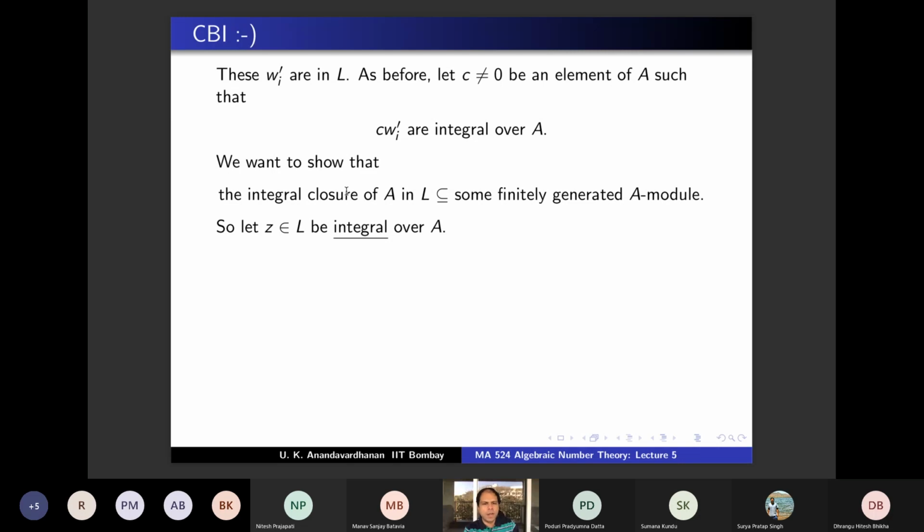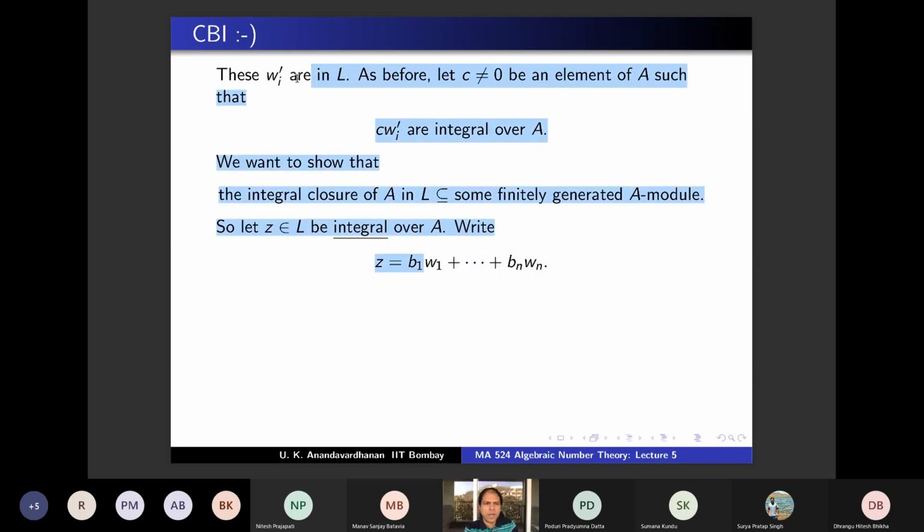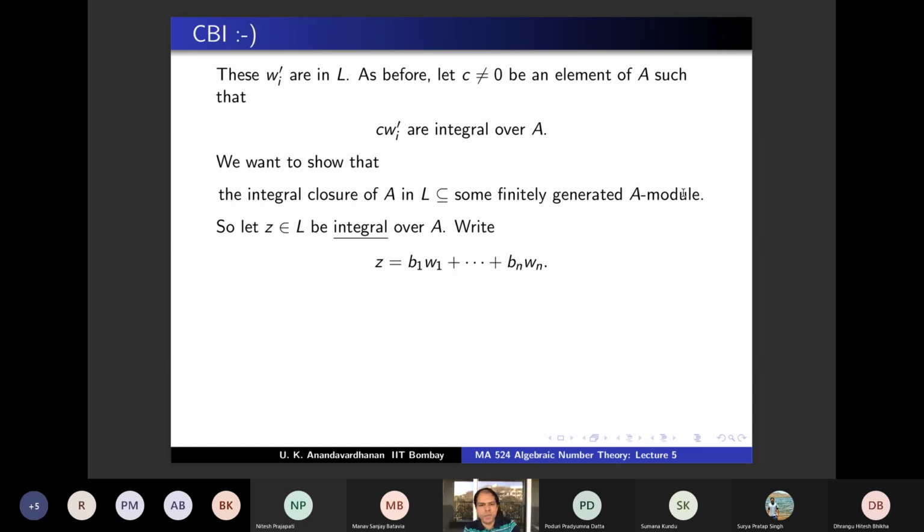Z is from L. So expand Z using your original basis Wi. So write Z as B1 W1 plus etc. plus Bn Wn. This is the original basis, W1 etc. Wn. The prime is the dual basis. Okay, so expand Z. Where will the BIs be? It's a basis of L over K, so the BIs are in K.